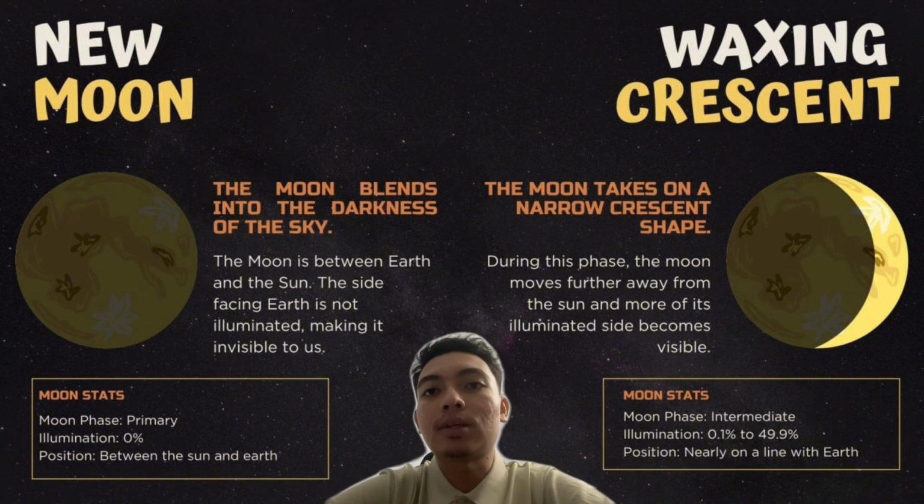The phases of the moon and how they complete the lunar cycle. Start with the new moon phase. During this time, the moon is positioned between the Earth and the Sun. The side facing the Earth is not lit, so it blends into the sky and is invisible to us.